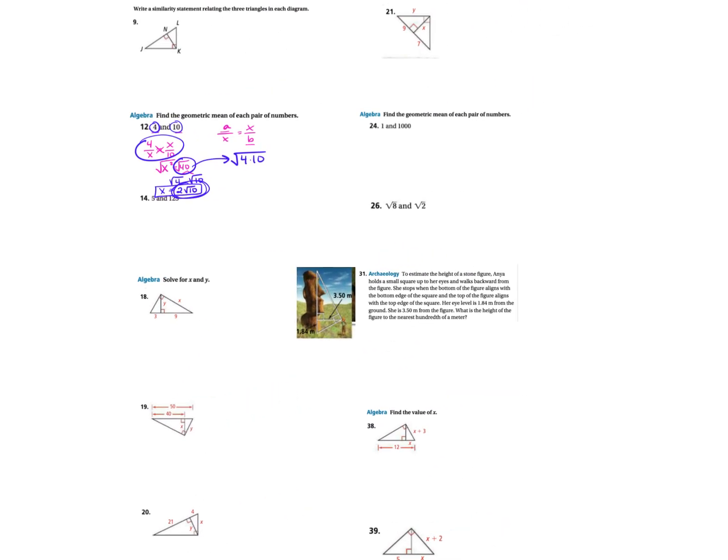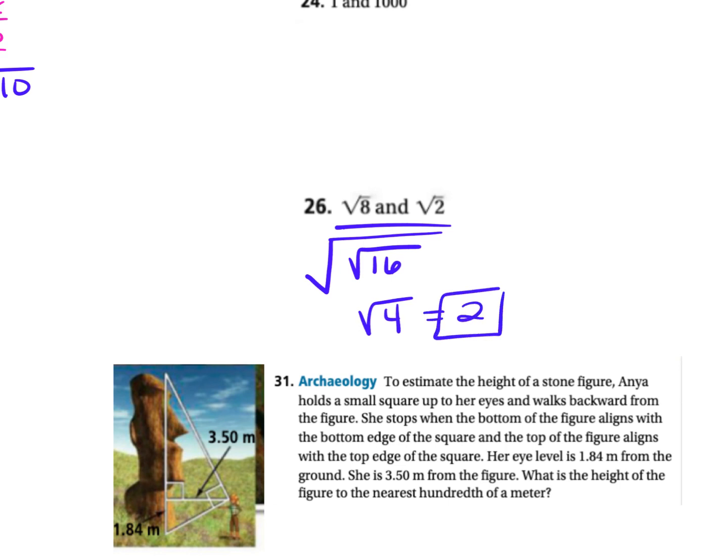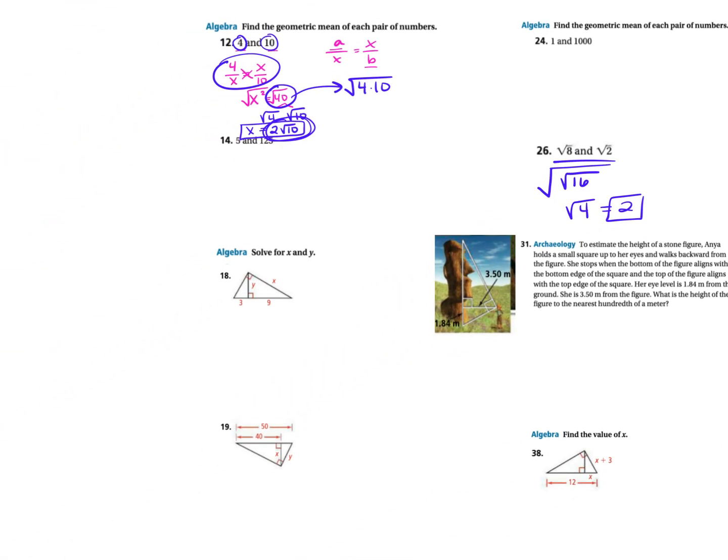I think people sometimes get a little nervous about this one. It's the same thing, right? You multiply them together. So square root of 8 times square root of 2 is the square root of 16. And then you take the square root, which I think is why it's tricky. The square root of 16 is 4. So this is the square root of 4, which is 2. So don't let that radical within a radical confuse you. Just do the process.